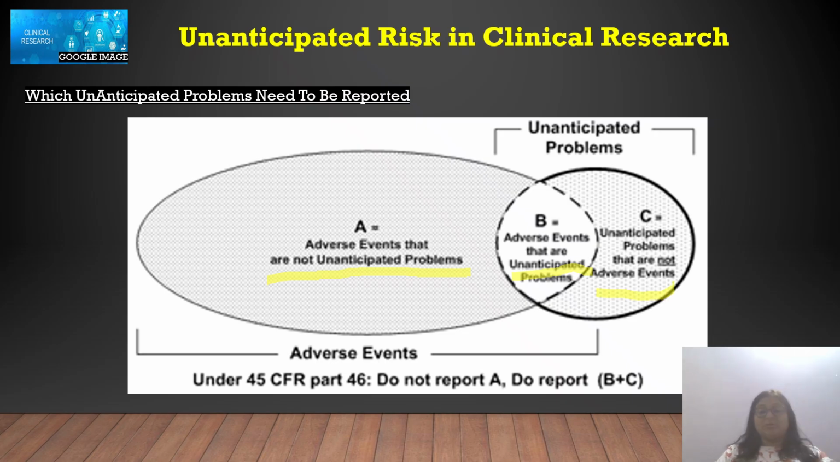We have seen all these 3 points in our previous slides. So now we will see which is required to be reported and which is not required to be reported. Obviously, they are adverse events, but they were already anticipated. That means they were not unanticipated problems. It was already informed in the consent form and all. So this doesn't need to be reported. But for B and C, it is required to report under 45 CFR Part 46.